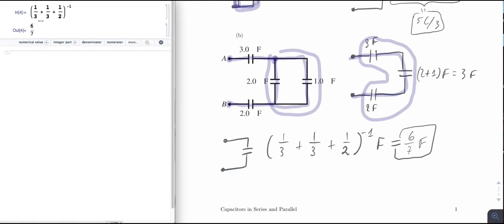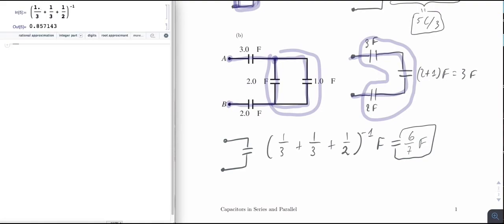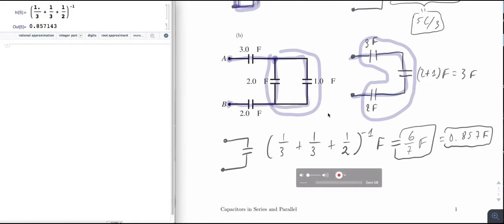And of course, if you want it in a decimal, we could do that as well. We'll just keep track of 3 for now, even though it should just be 1, but just for fun. Okay, that'll conclude our discussion on capacitor networks for now.